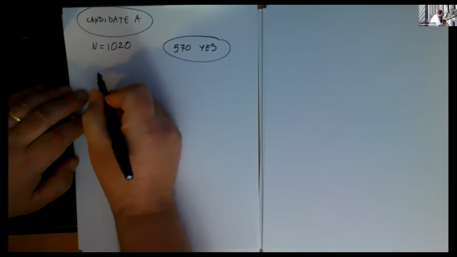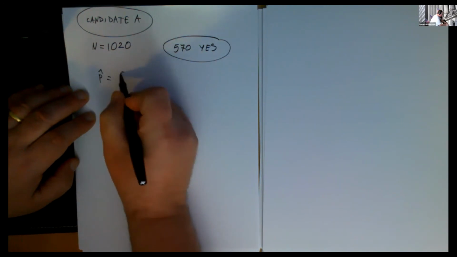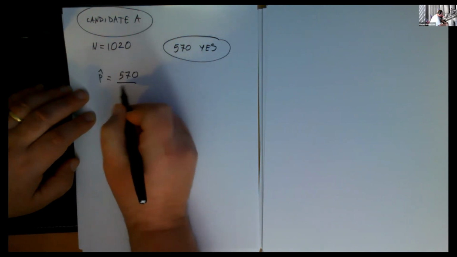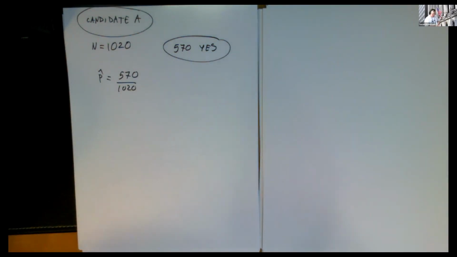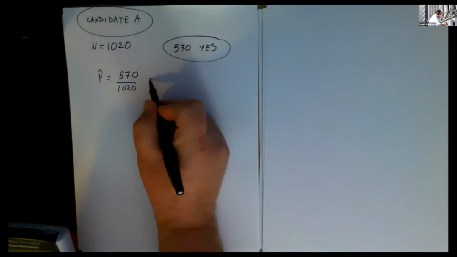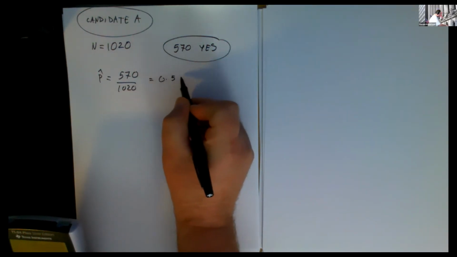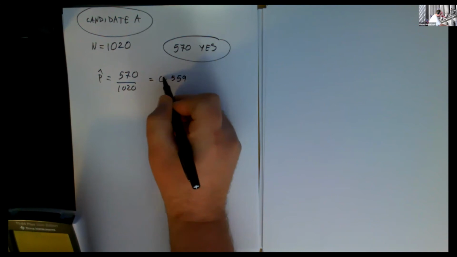So p hat is 570 over 1020. So 570 divided by 1020. And I'm looking at 0.559.